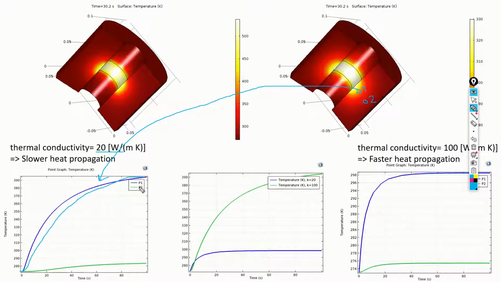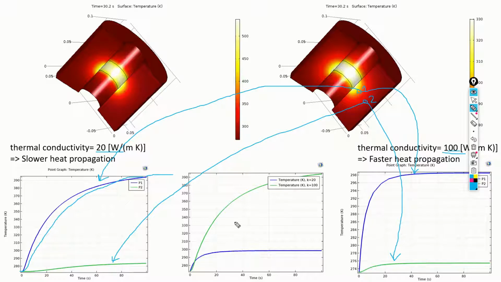When we start to heat up the system, the temperature will increase and it will reach a certain value and it will saturate. Here is the temperature graph for point 2. Since this point is further away, its temperature is lower. Now, what happens for a thermal conductivity of 100? Here is the graph for point 1, and here is the graph for point 2.